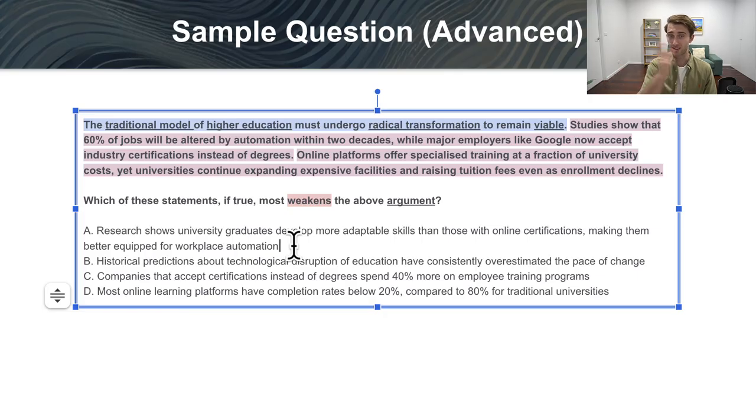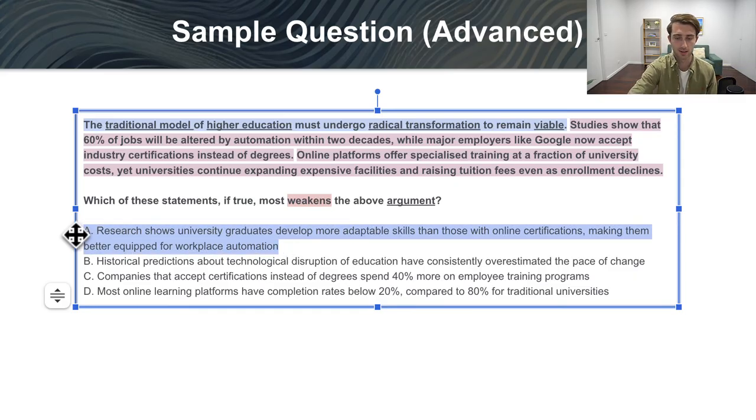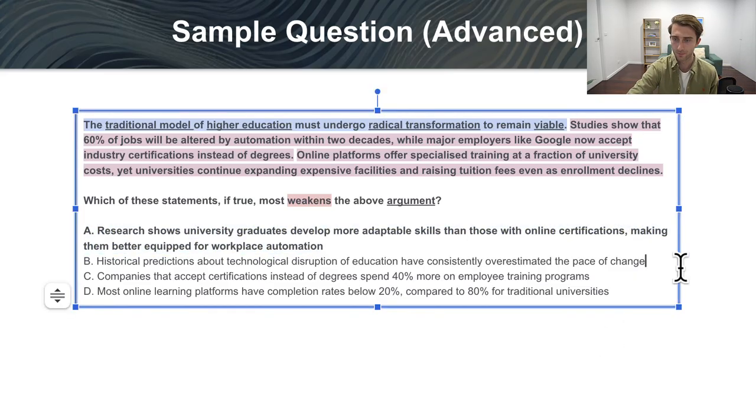So if anything, the traditional model of higher education doesn't need to change at all. If anything, it's perfectly positioning people for the future. That's what this first one here is suggesting. So A is probably going to be correct. Let's have a quick look. Because we started with A, it makes this one a bit easier.